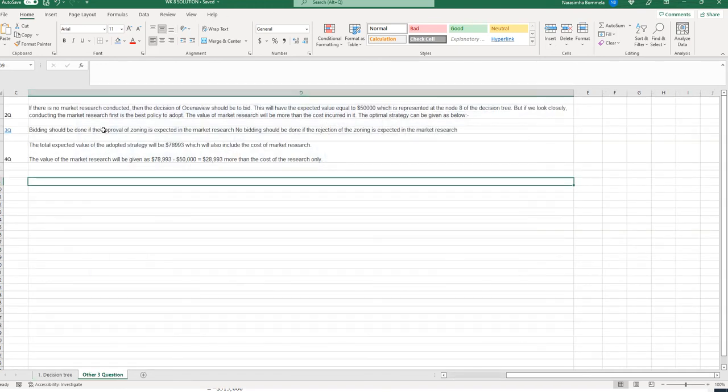Bidding should be done if approval of zoning is expected in the market research, and no bidding should be done if rejection is expected from the market research information. After completing the market research analysis, if it is identified that we need zoning approval, then we are supposed to do bidding. Based on the market research information, if we don't want any zoning, then we should go for no bidding.